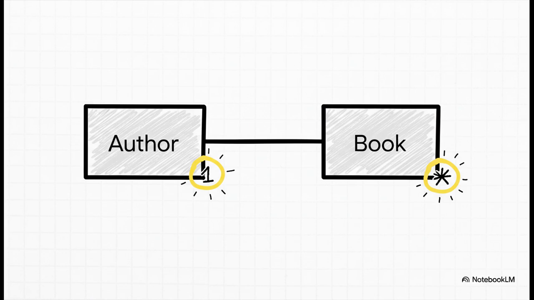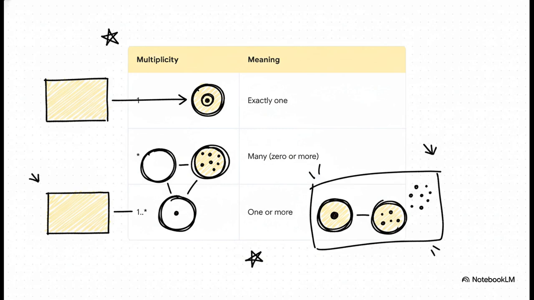But we can get even more specific. We can add little numbers to the ends of the line to describe exactly how many things are involved in this relationship. It's a concept called multiplicity. Let's just look at the most common symbols you'll see. The number 1 is easy. It means exactly 1. An asterisk or a star means many. That could be 0, 1, or 100. And 1..* means one or more, so it can't be 0. Simple, right? But incredibly powerful.